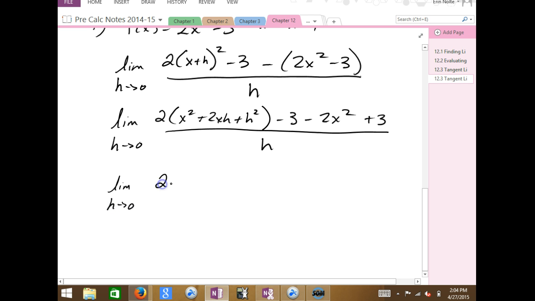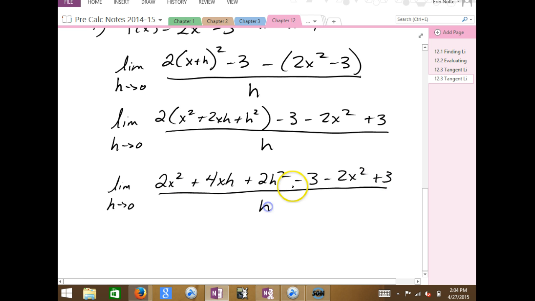So that would give me 2x squared plus 4xh plus 2h squared minus 3 minus 2x squared plus 3. So how many x squareds do I end up with? Zero, because they cancel, right? And you also cancel out the 3s.